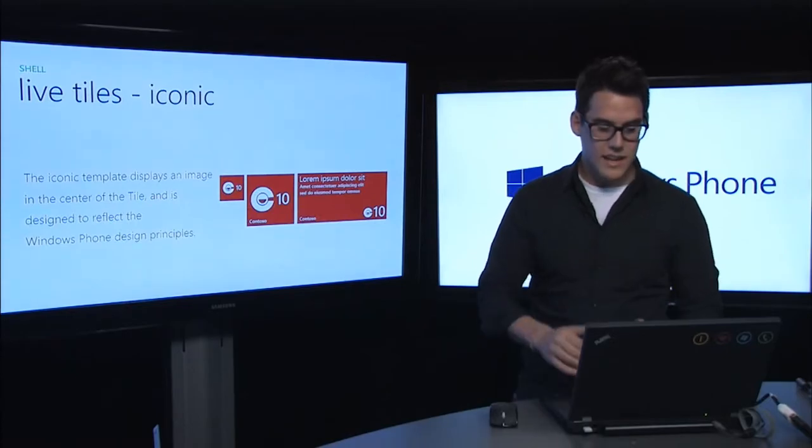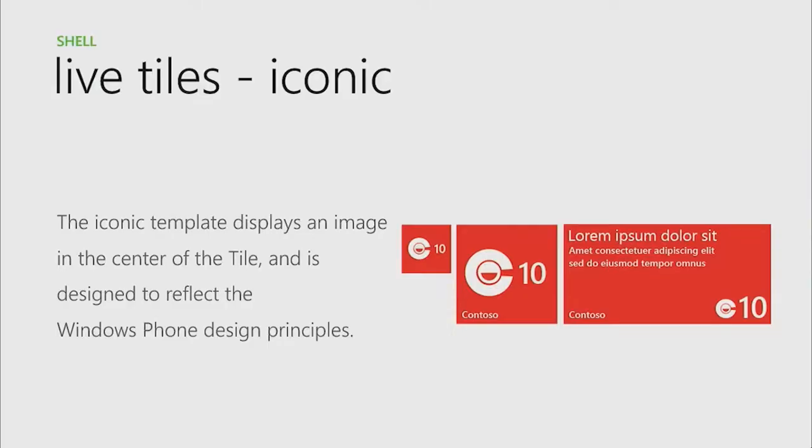The next is Iconic. The Iconic template displays an image in the center of the tile and is designed to reflect the Windows Phone design principles. So in the small tile and the medium tile, you basically get the icon. In the large template, you're going to get it down in the bottom right-hand corner. This is a really simple, beautiful, and very Windows design language way of presenting your data.